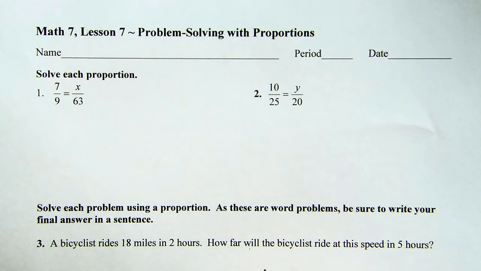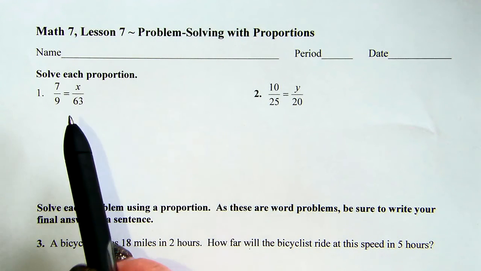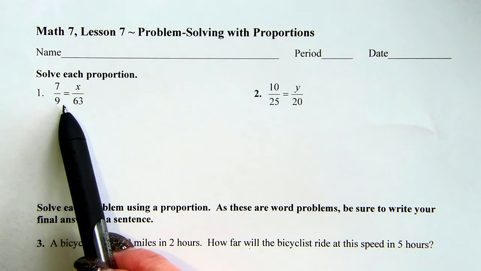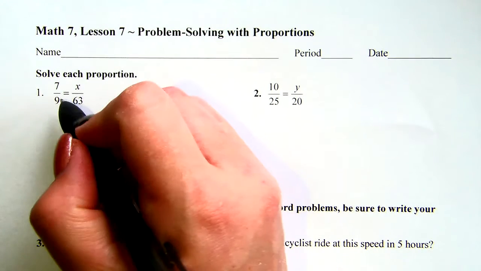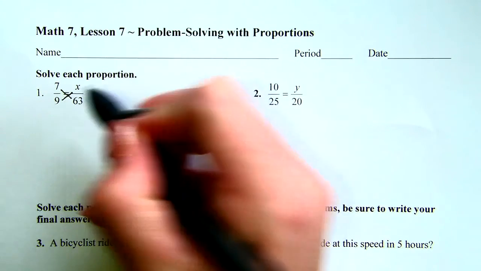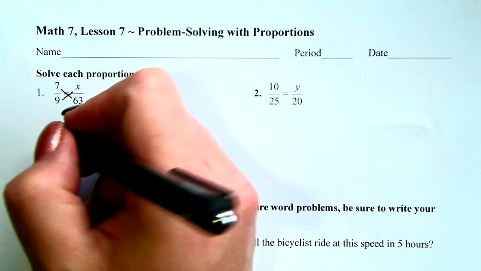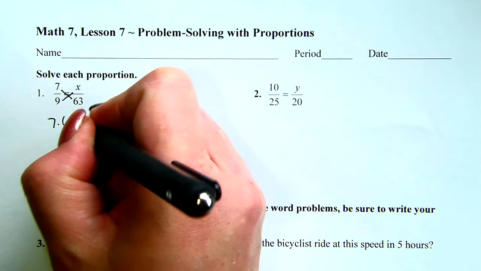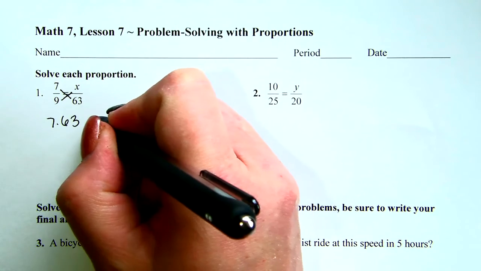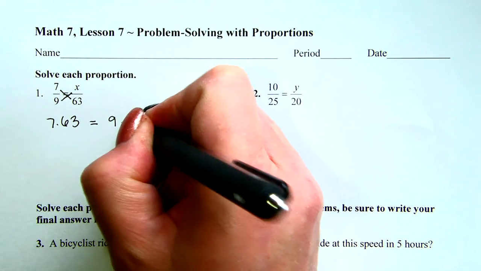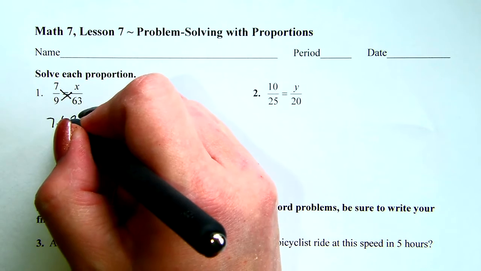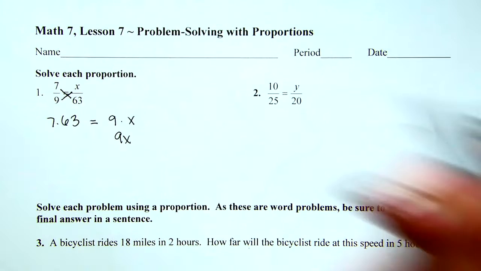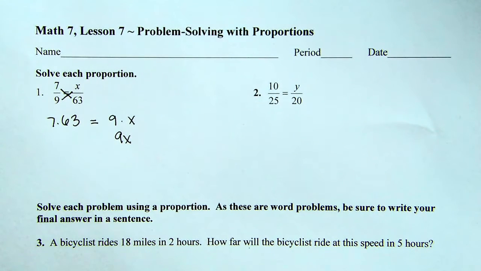To begin with, for number 1, we have 7/9 equals x over 63. Once again, we're going to cross multiply together. So I'm going to go 7 times 63, and I'm going to go equals 9 times x. We get 9x, and I get 441. 7 times 63, yep, 441.